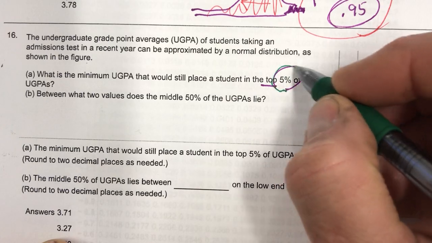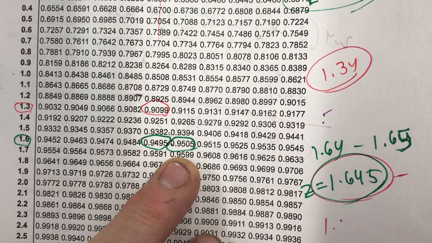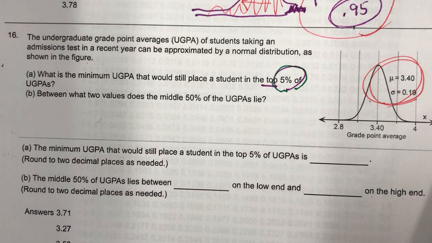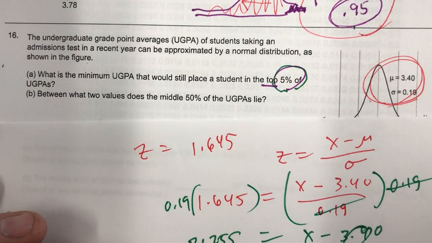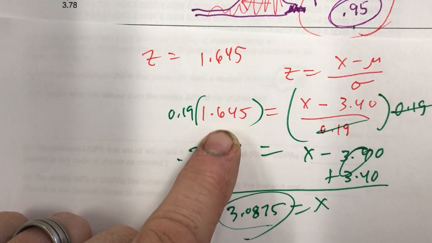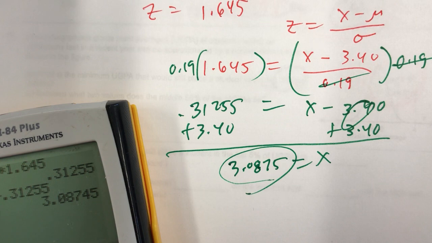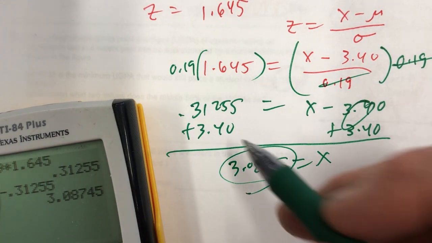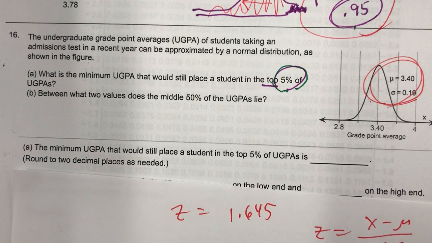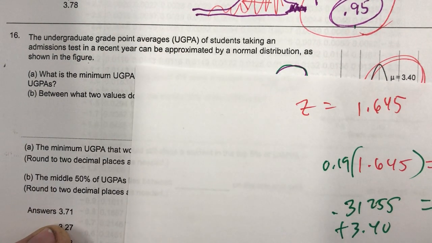All right, to be in the top 5%, that means it's 0.95. So 0.95 is right here, 1.645. Let me see. Okay, I got 0.31255. I don't know, I didn't get the right answer on this one. I got 3.08.